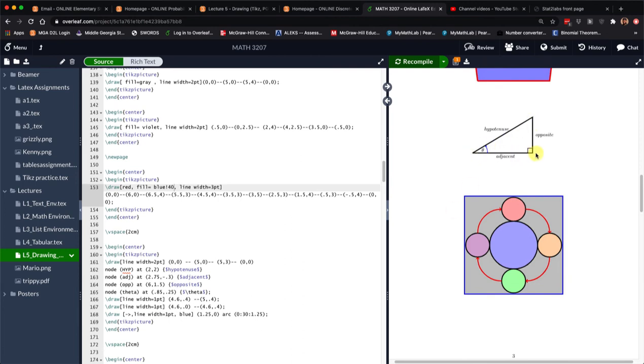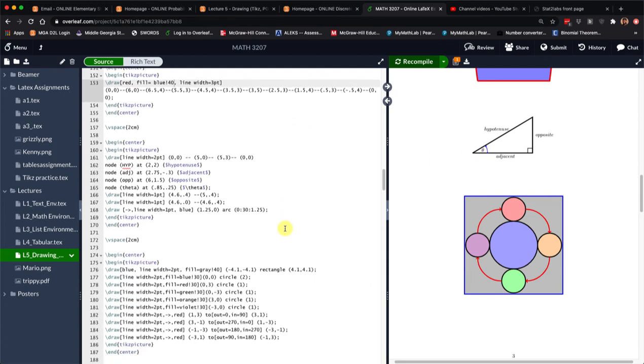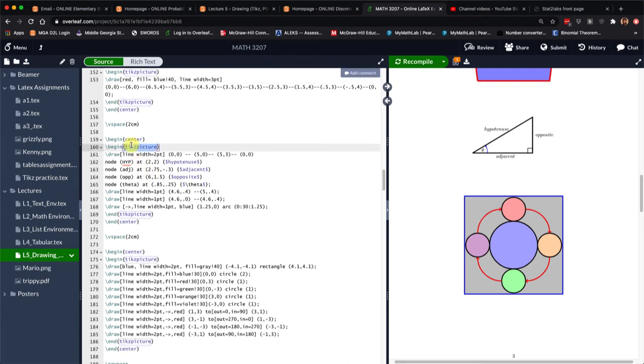Alright. Let's check out this next picture here. Nice good old right triangle. The words adjacent, opposite, and hypotenuse. That's where I started this picture right here. And I drew the triangle first. I did line width equals 2 points and then connected the dots like we've seen before. And then I started putting the nodes in. So I've got the node for hypotenuse at 2, 2, and had the word hypotenuse put in there.